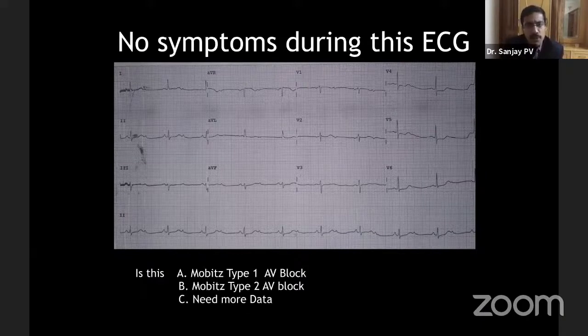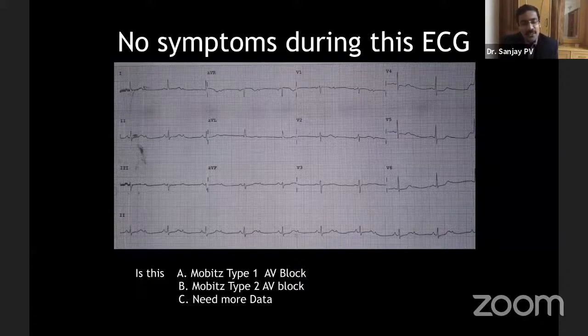So I want you to look at this ECG and tell me, number one, A, is this Mobitz type 1 AV block, Mobitz type 2 AV block, or you need more data? Based on this ECG, I want you to give me an answer. Dr. Sanjay, there are no takers.